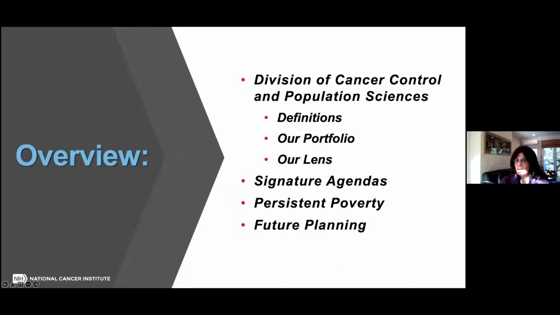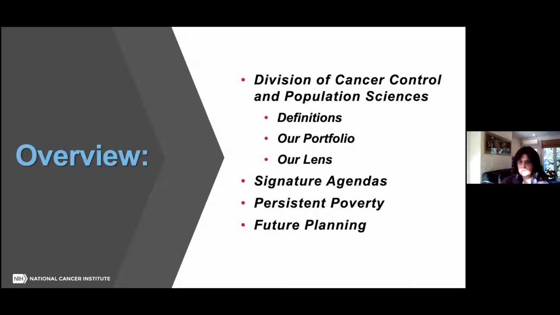So, as Thomas said, I'm in the division of cancer control and population sciences. So I'm going to just go over very quickly our definition, our portfolio, and what is our lens in doing the work that we do. Some of the signature agendas, so we don't call out poverty, but it's embedded in it. And what is our future planning in this area of work?